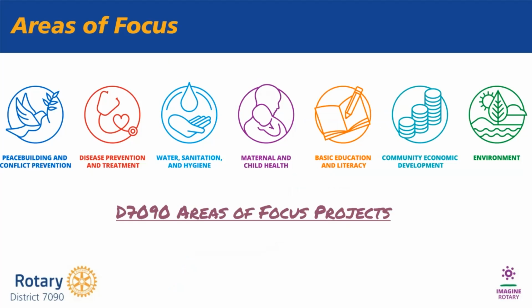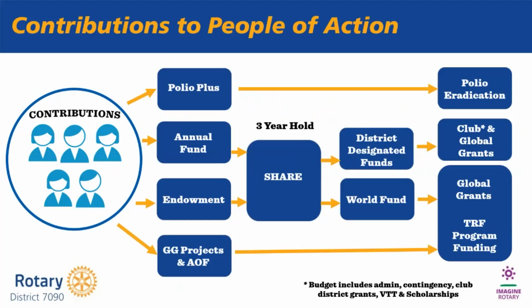All of our clubs are actively engaged in the 7 areas of focus. Now we want to talk about how we get the resources to carry out and execute those projects. How do we do that? Before we talk about the grant process, I think it's really important to know where we get those resources: contributions to people of action.